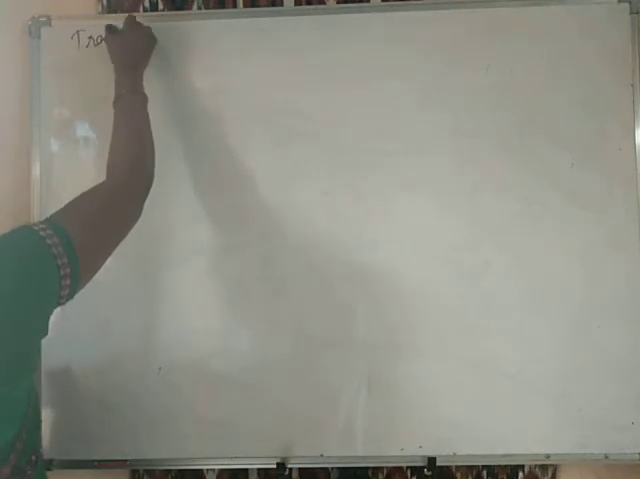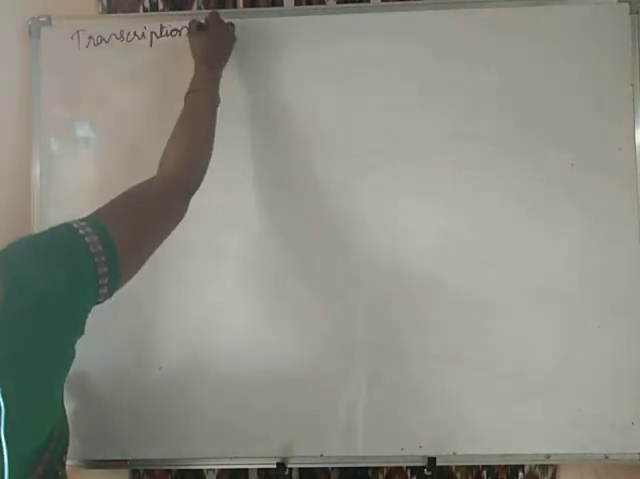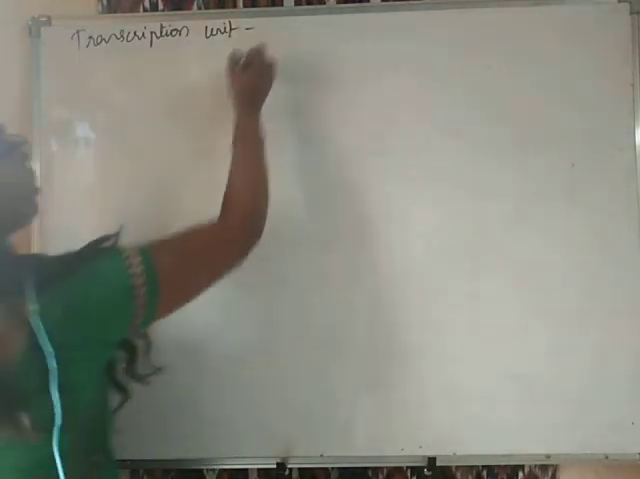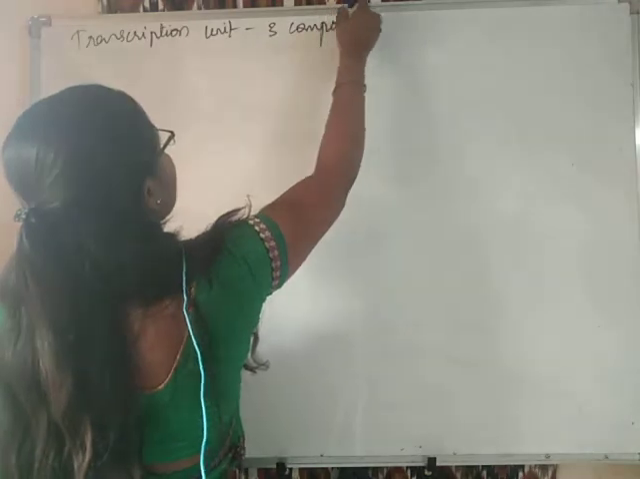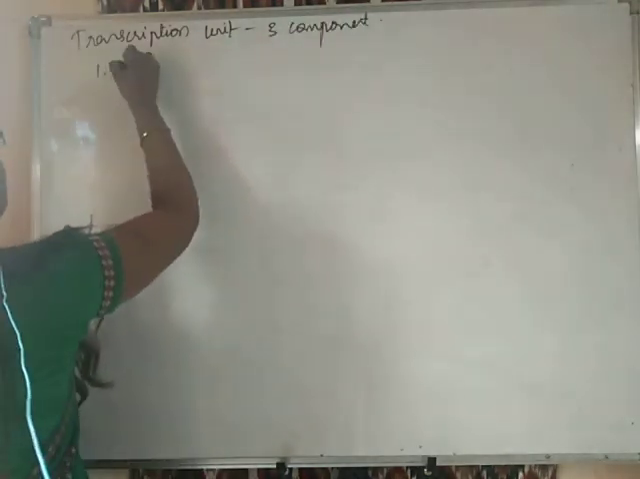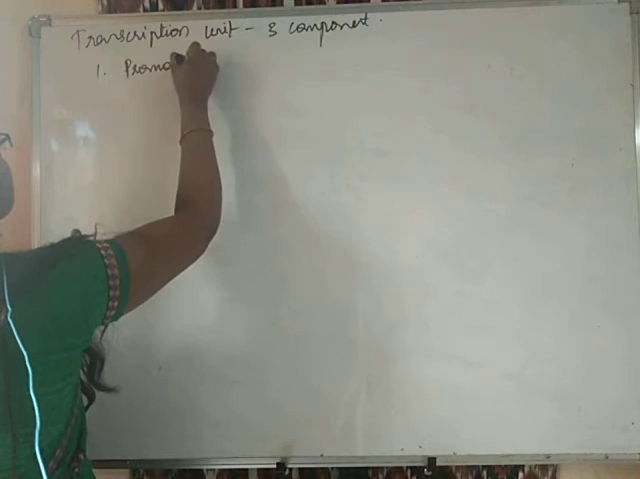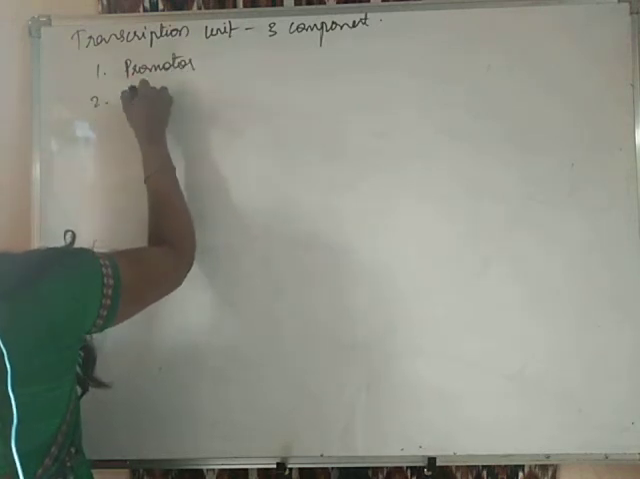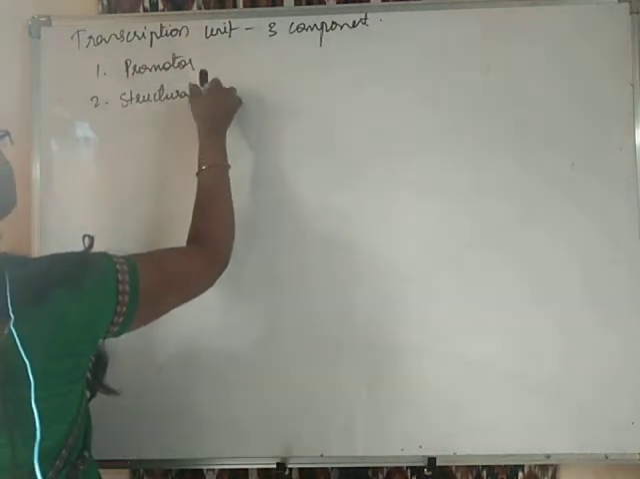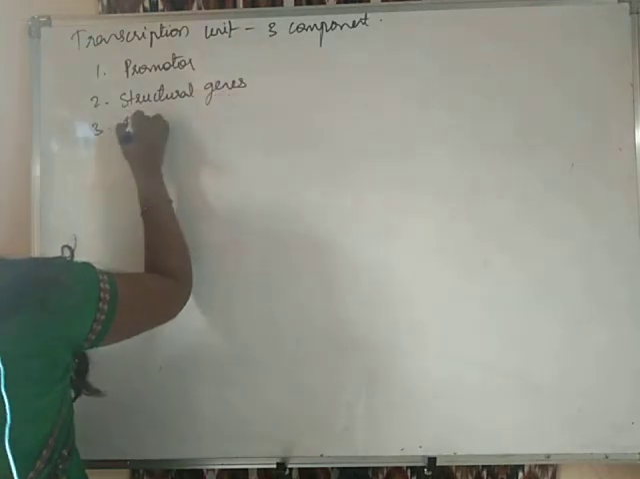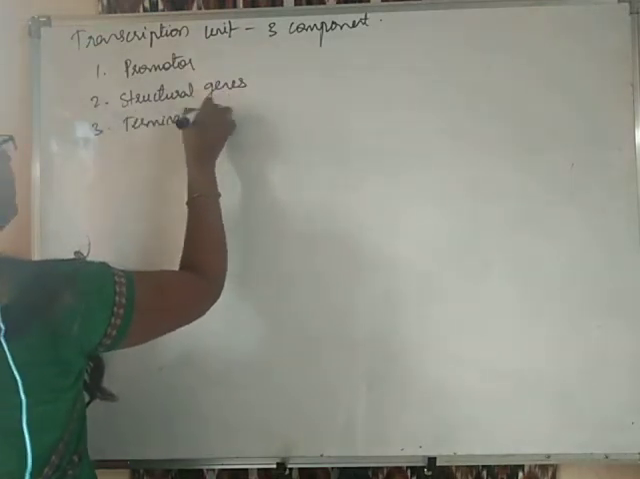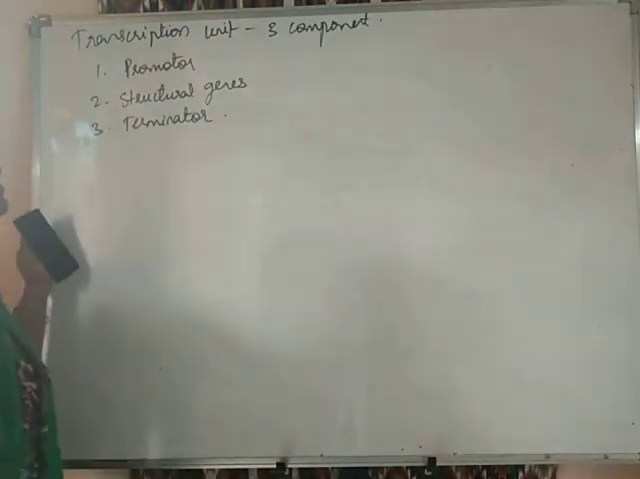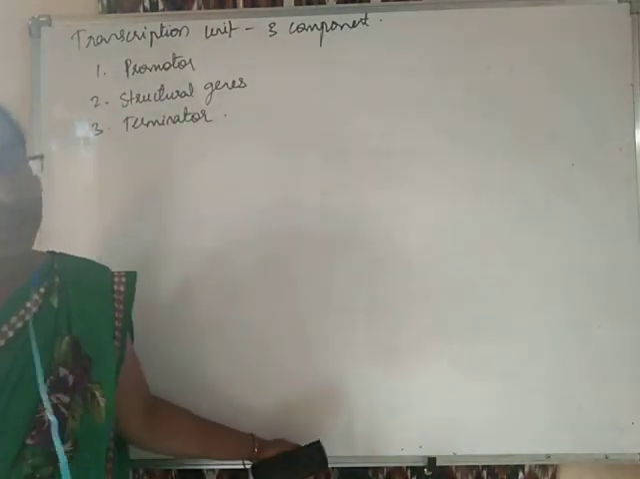So, students, we are now going to learn about transcription unit. A transcription unit consists of 3 components. There are 3 components in the transcription unit. They are a promoter, structural genes and a terminator. A promoter, structural genes and terminator, these are the 3 components of a transcriptional unit.